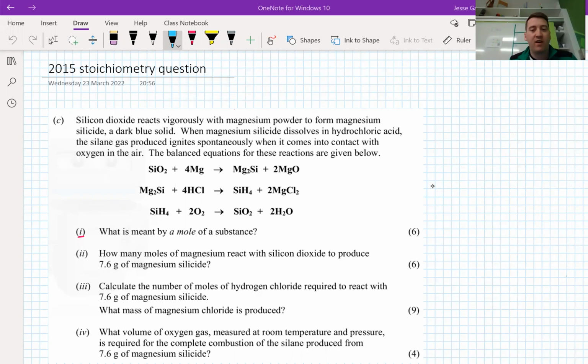All right, so it's worth 25 marks. So what we need to do is set a timer for 10 minutes. That's what you have. And we're going to jump into it now. Set your timer. All right, let's read the blurb.